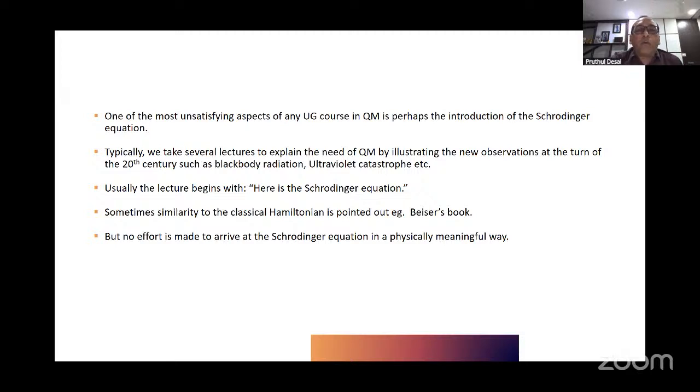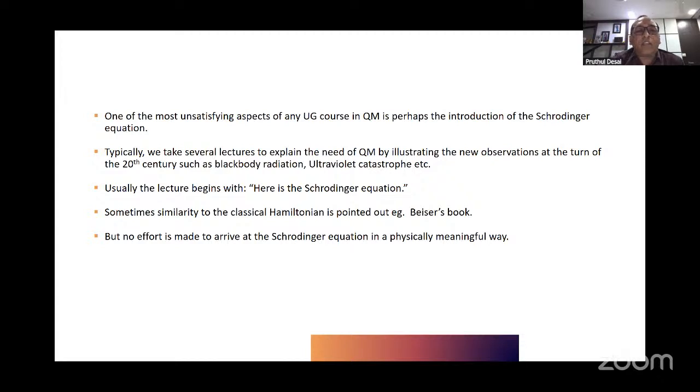This is my own experience about teaching Schrodinger's equation to any undergraduate student. In my opinion, one of the most unsatisfying aspects of any UG course in QM is perhaps the introduction of the Schrodinger equation. See, how do we usually introduce Schrodinger's equation in our class?